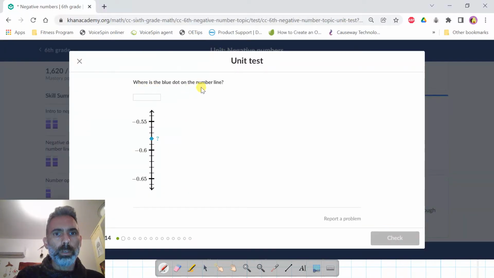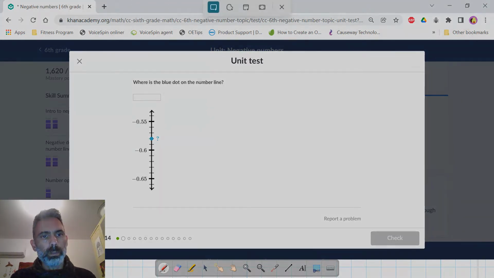Where is the blue dot on the number line? Okay, so each hash mark represents, let's see, five tens and 5 hundredths. So each hash mark is 100. So this is -50. Let me copy this to the board.